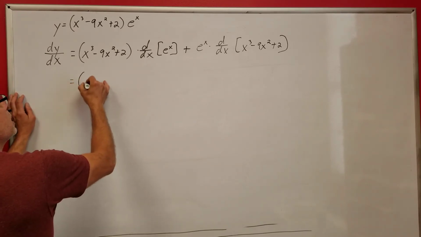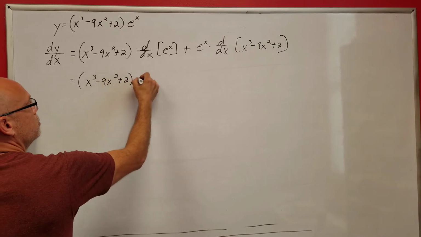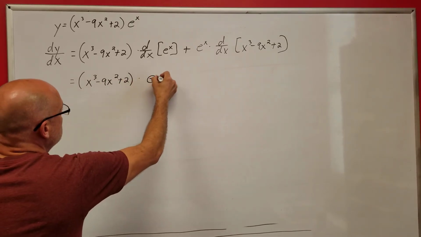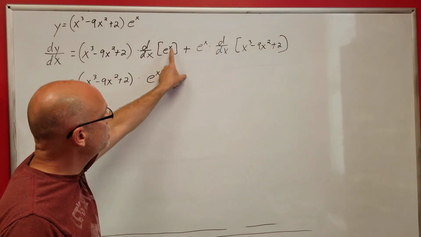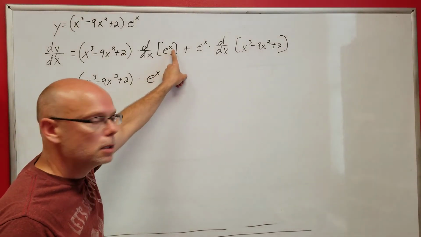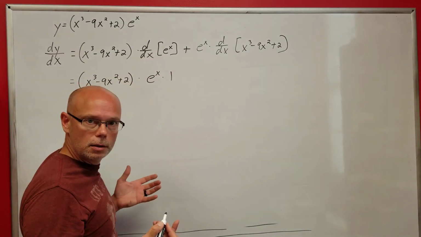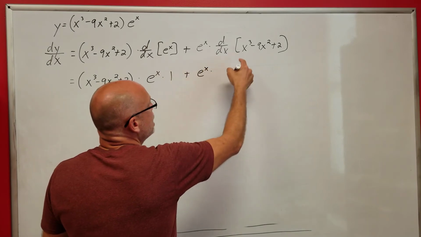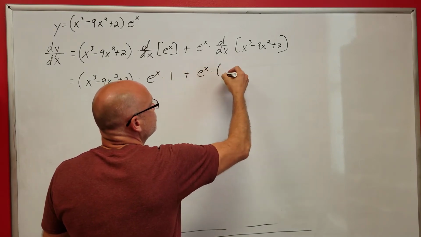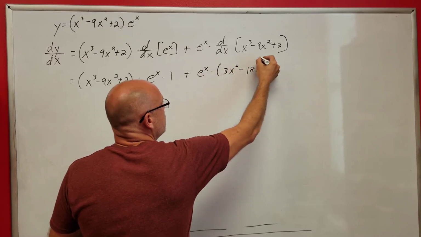So this part comes down, x cubed minus 9x squared plus 2. Derivative of e to the x is e to the x, because remember, the derivative of e to an exponent is e to that exponent times the derivative of that exponent. But what's the derivative of x? Just 1. Plus e to the x comes down. Now take the derivative of this stuff. What is that? 3x squared minus 18x to the first.